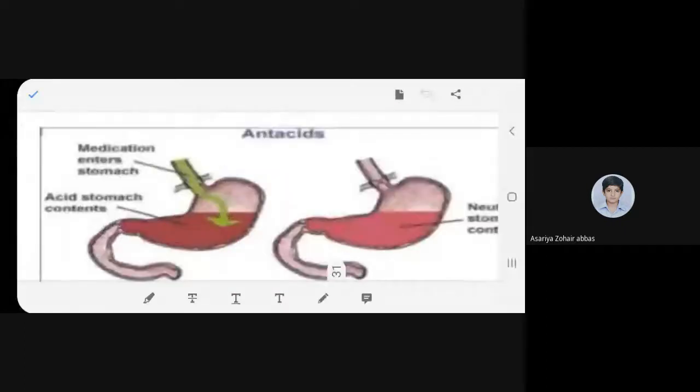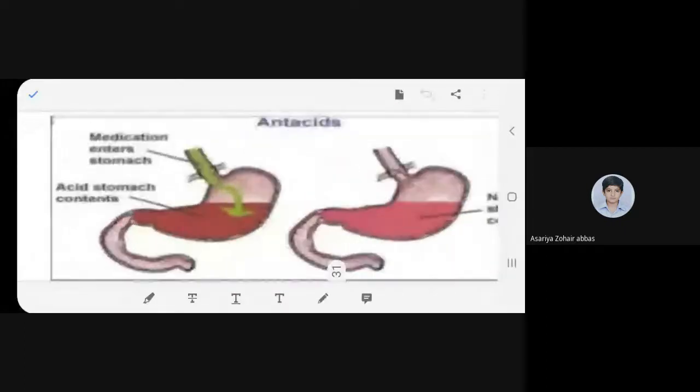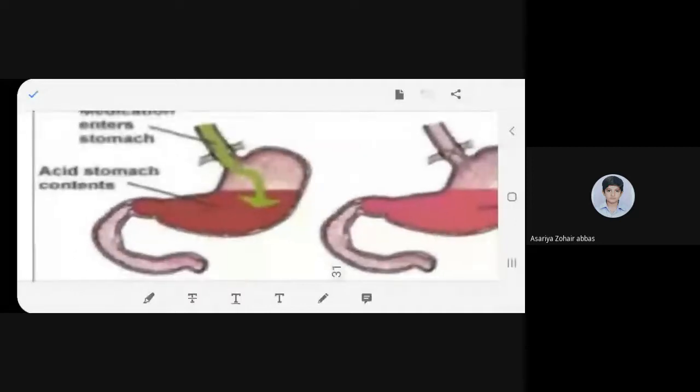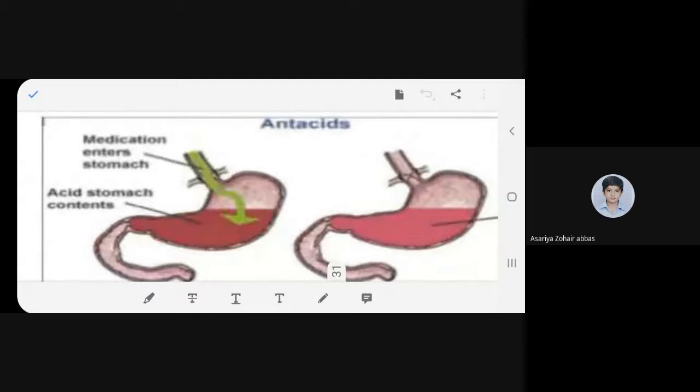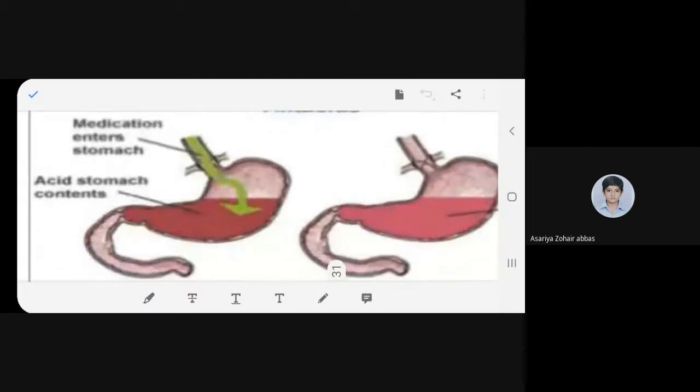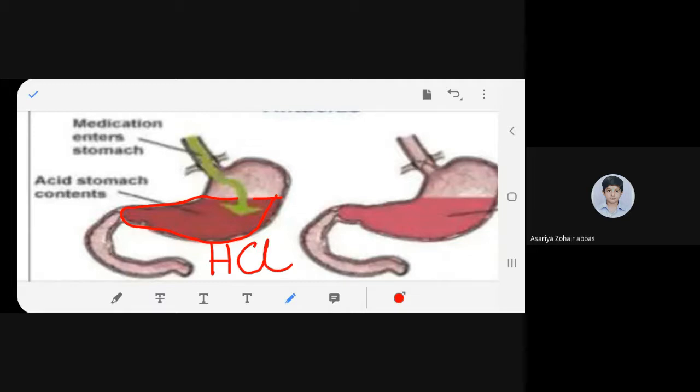Now, this is your stomach. You see your stomach, beta? Everybody's stomach is like this. Okay? Now, this is acid. You can see the red color. This is acid, right, beta? What is this acid? HCl. What is this acid, beta? Hydrochloric acid.